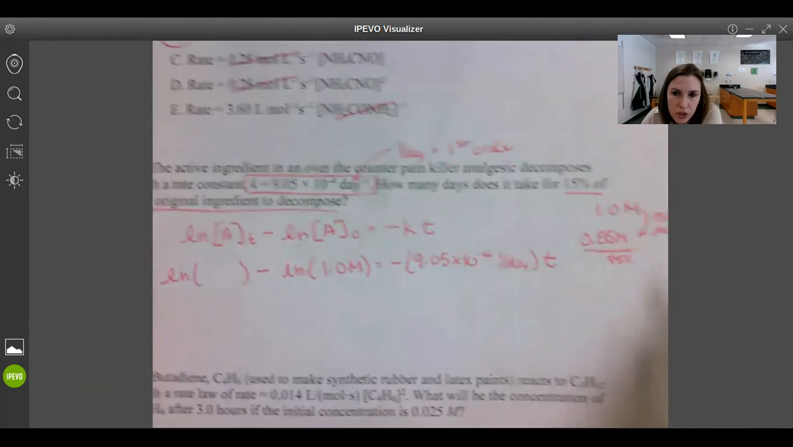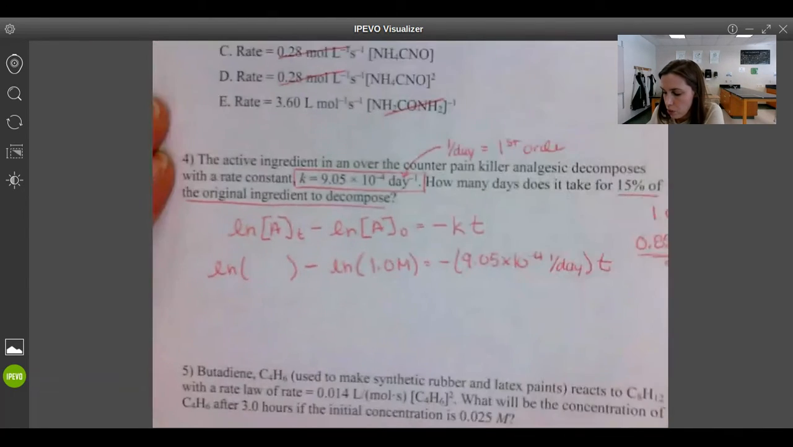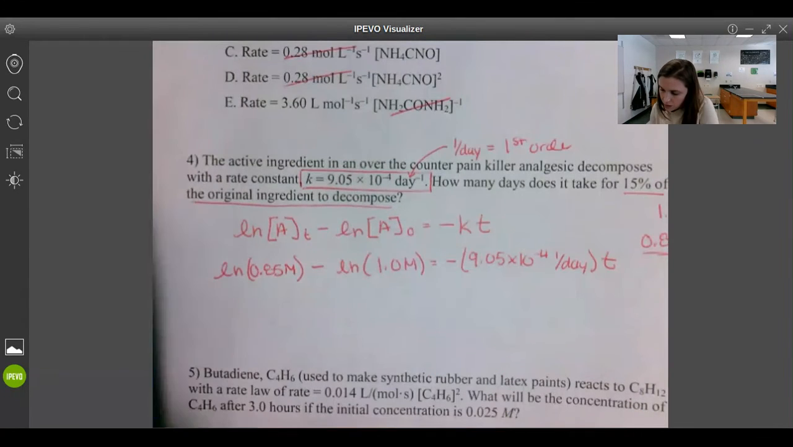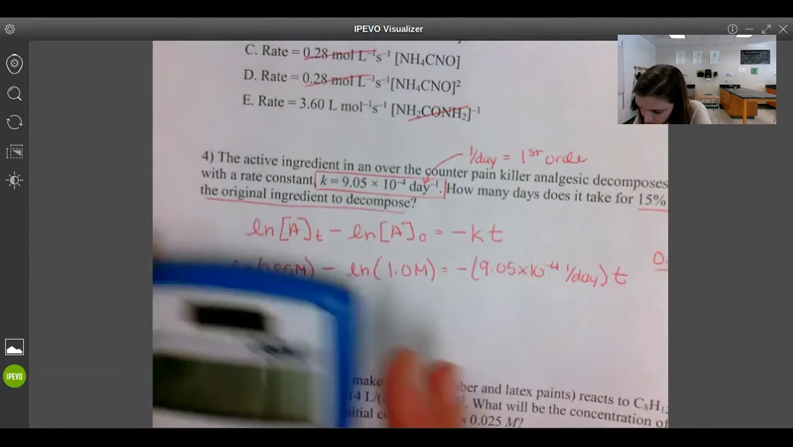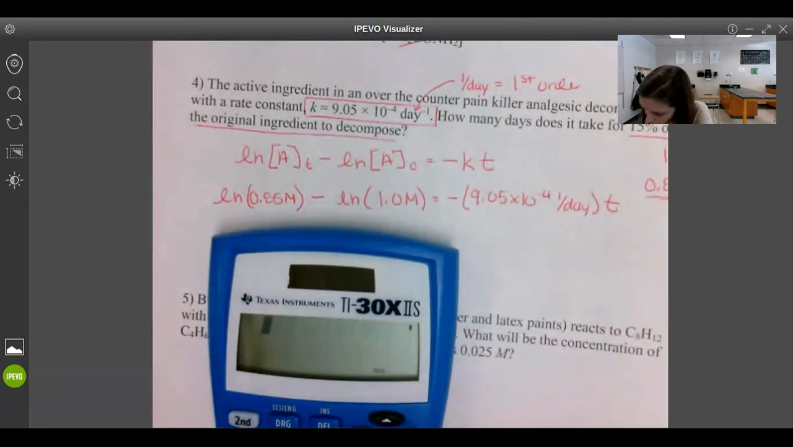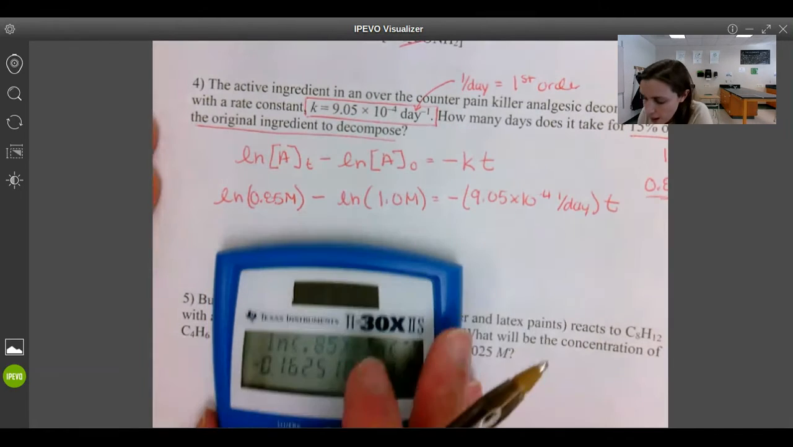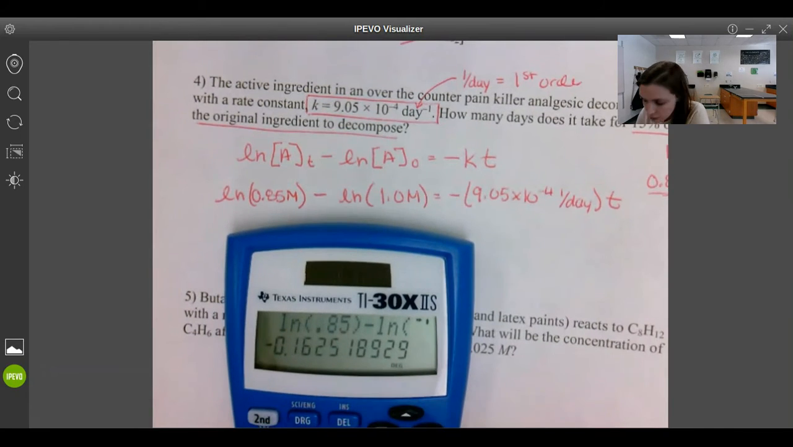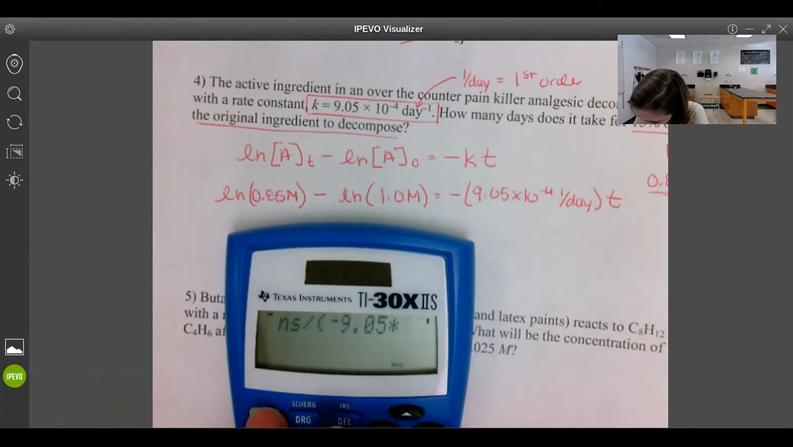And there's other ways you could do this too. This is just how I go through it, starting with the 1 molar. So this would be 0.85 M. All right, so if I plug this in, I'm going to have my ln of 0.85 minus my ln of 1. I'm then going to divide. I'm just going to leave this running in my calculator. Divide by -9.05 times 10 to the -4th.